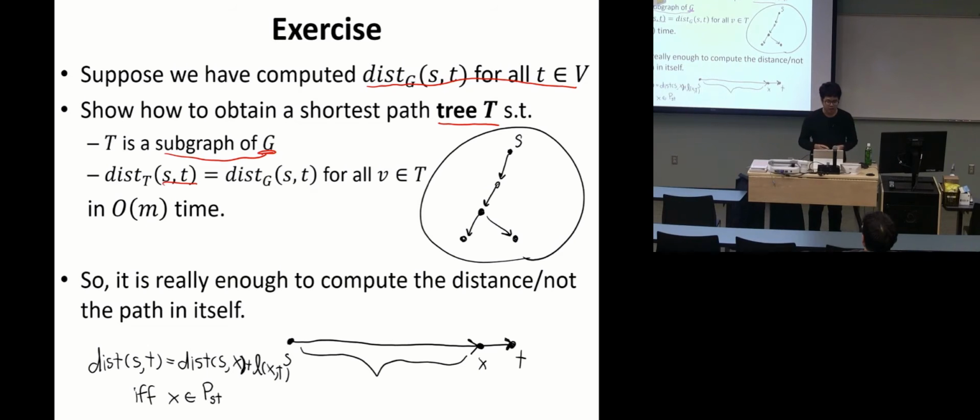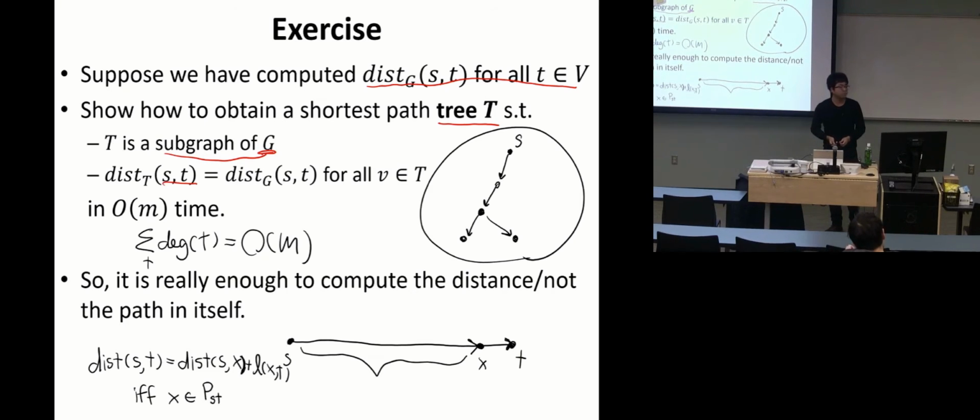And the total time that you need to construct this tree is just the sum of the degree of each node T. And that is just O of M, right? Does this solution make sense? Any question about this?